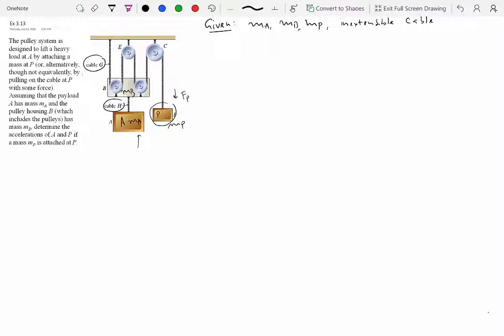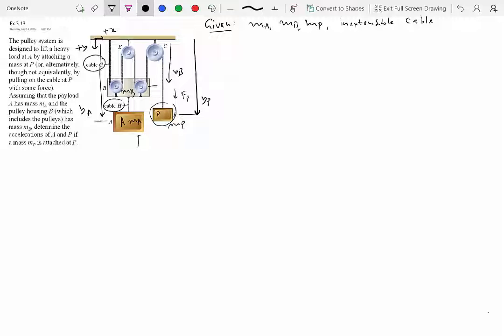So first of all, the coordinate system, right? So I'm going to fix the origin of my coordinate system right at the ceiling, and I'll call this to be my positive y direction. This could be my positive x, but it doesn't matter because nothing is moving in the x direction. Okay, so what about position variables? So we have y sub p, we have y sub a, and then we also have position of b. We'll call it y sub b because the pulley housing B is going to be moving up and down.